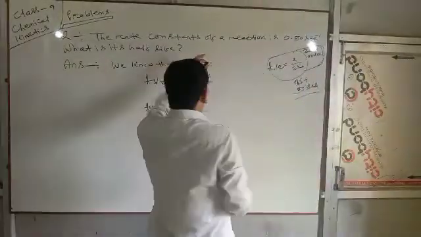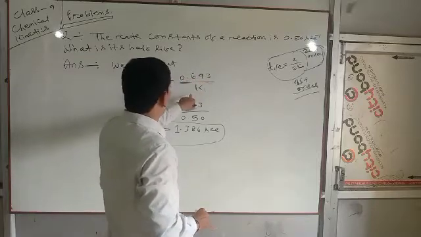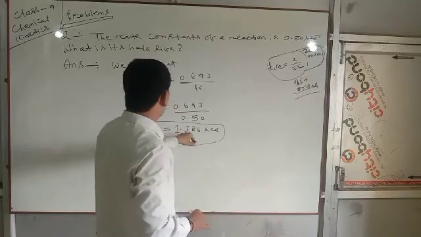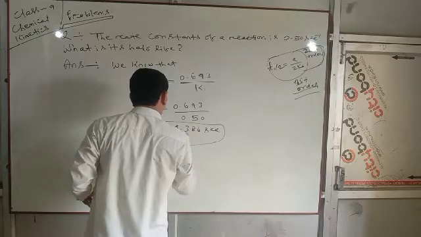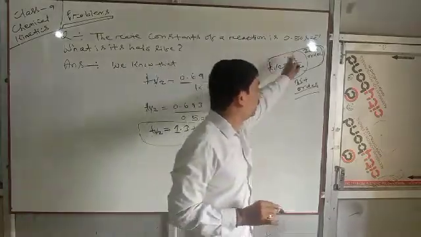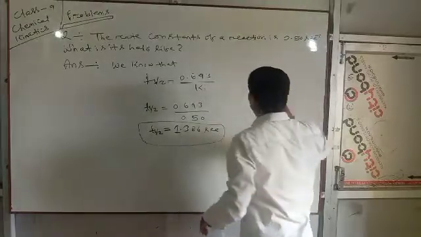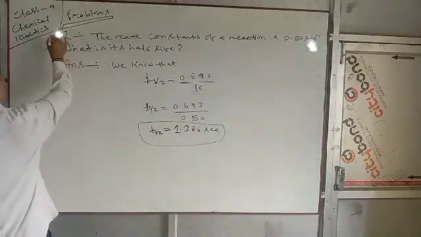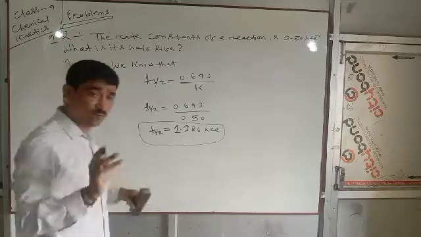So the rate constant of a reaction is 0.50 second inverse. What is its half life? t half equal to 0.693 by k1, t half equal to 0.693 by 0.50, t half equal to 1.386 second. So this is the answer. This is the first question, question number 1. This is the most important question, a 1 mark or 2 mark question.